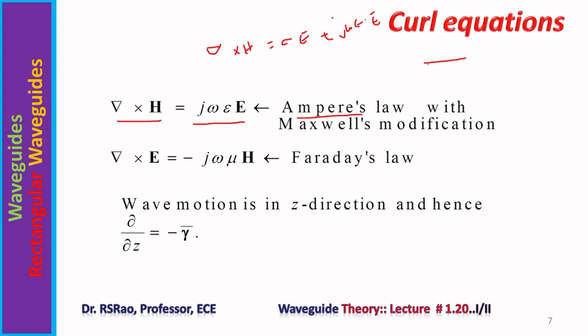But we want the field at a point in the hollow region, where conductivity is 0. Here I want fields; conductivity is 0. Therefore, this term becomes 0, and you are left with this one. The next equation is Faraday's law.